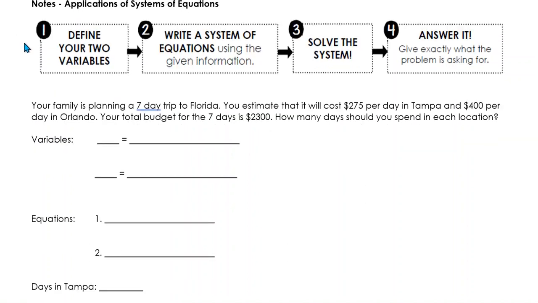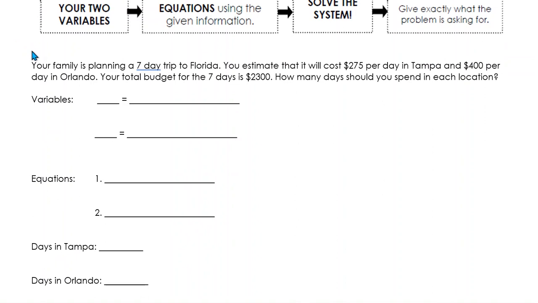So if I look at this first question here, it says our family is planning a 7-day trip to Florida. You estimate that it will cost $275 per day in Tampa and $400 per day in Orlando. Your total budget for the 7 days is $2,300. How many days should you spend in each location?